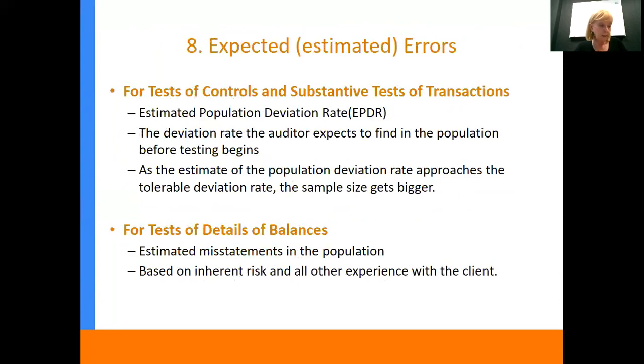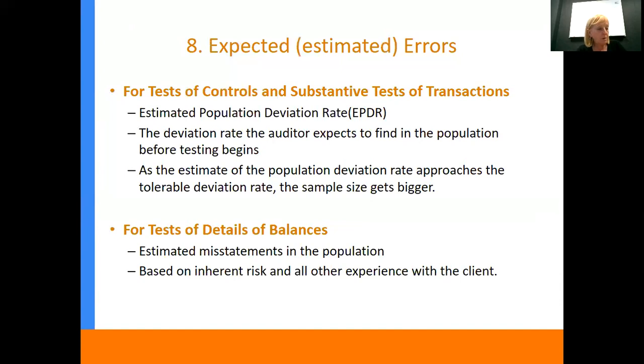The next step is expected errors. And this might sound a bit strange, but before we go into an audit, we work out where we expect the errors to occur. And we know that there will be errors. We don't expect everything to come out exact. For tests of controls and substantive tests of transaction, we call this our estimated population deviation rate.